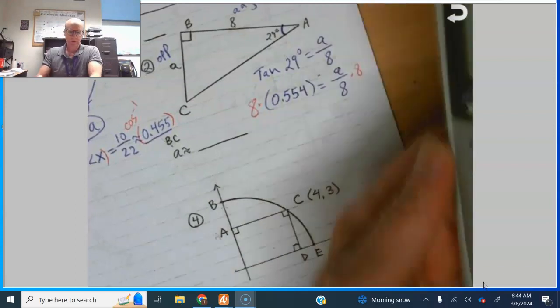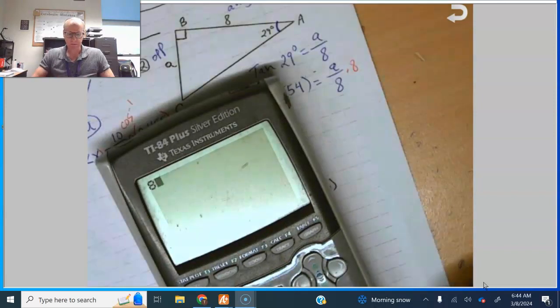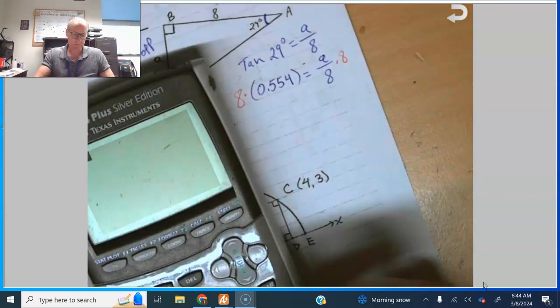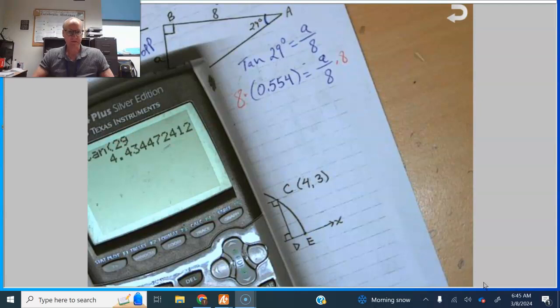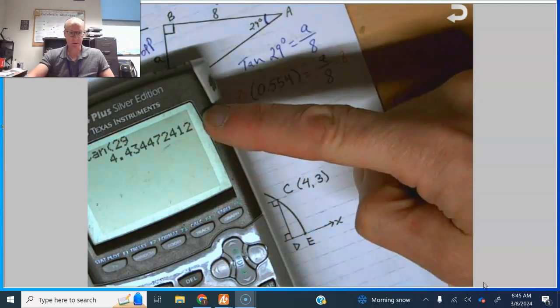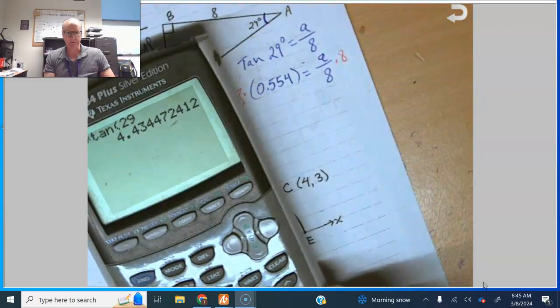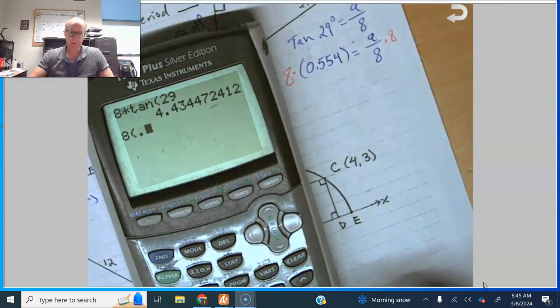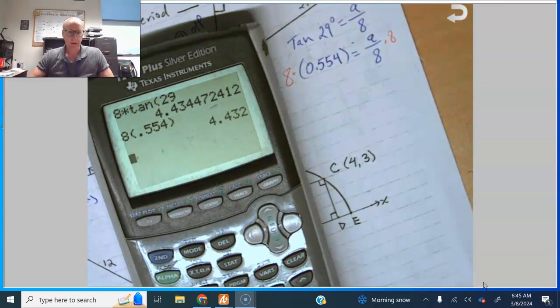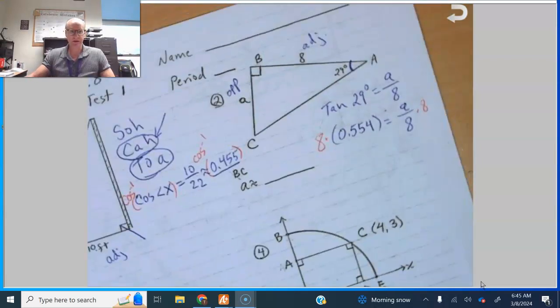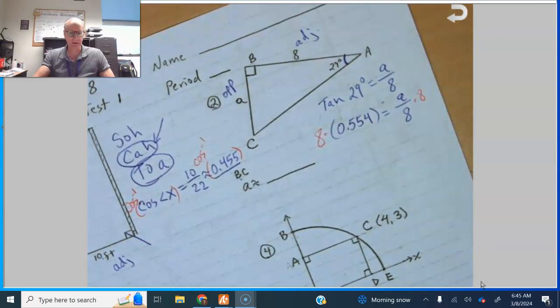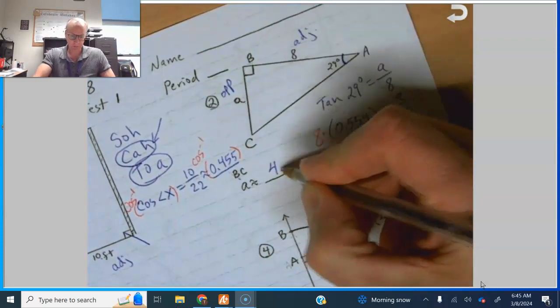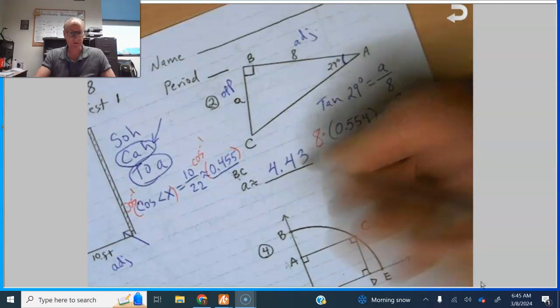Let's take a look. We've got 8 times the tangent of 29. Now this is going to be accurate all the way out to here. If I only want to estimate, I can use my approximation that I had there, which is 8 times 0.554. And I'm going to get the same answer, more or less, 4.43. And in general, you want to put units, if there are any. Doesn't look like it. 4.43 if I round it.